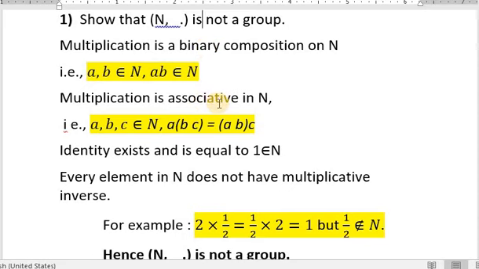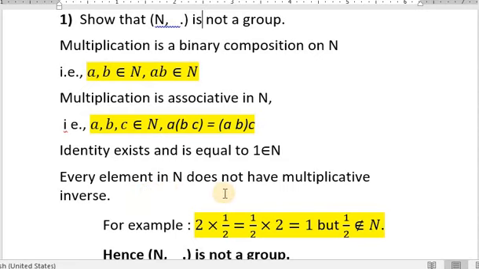Then associative property: if a, b, c belong to N, then a into (b c) is equal to (a b) into c. See, if you take 3 elements and find the product, the order of multiplication is immaterial here. So the product of 3 numbers is same when you multiply in different order. So identity exists and is equal to 1. So 1 is the identity element with respect to multiplication that is present in the set of natural numbers.